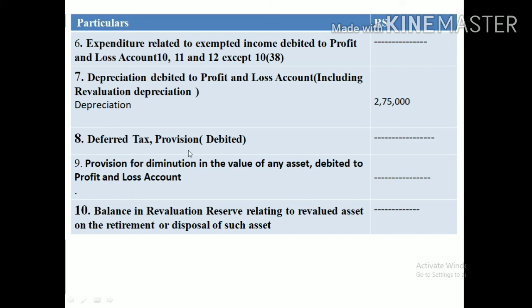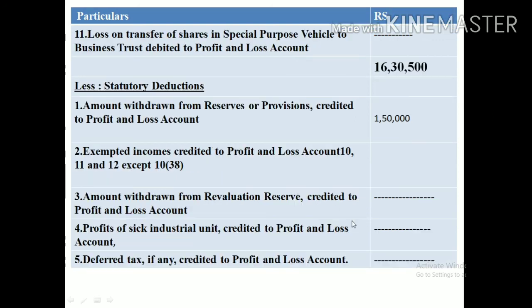Then deferred tax, there is no deferred tax in this problem. Then provision for diminishing the value of asset, there are no provisions on the debit side. Then balance in the revaluation reserves related to the revalued asset for disposal of such asset, there is no such information. Then loss on transfer of shares, special purpose vehicle, there is no such kind of loss in the profit and loss account debit side. So total amount we get is 16,30,500.